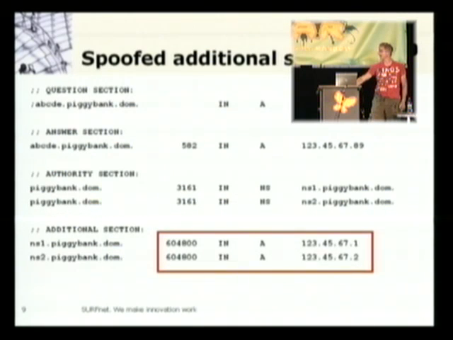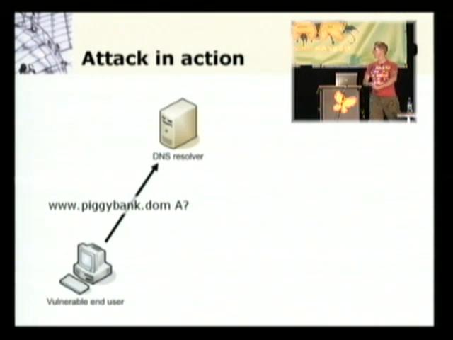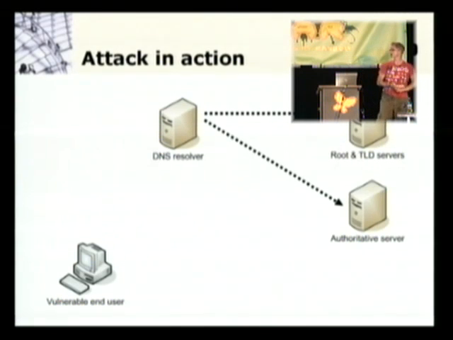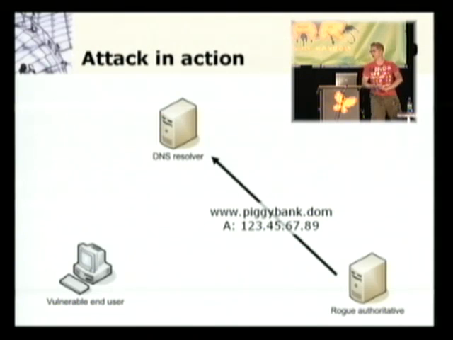So that means that anybody who is now, as an end user, going to query this DNS resolver, and keep in mind, if that is your ISP's DNS resolver, you have a problem. It will ask, what is the address for www.piggybank.domain, because the user wants to do some internet banking. Now, what should happen is that the DNS resolver goes to the root and TLD servers and to the proper authoritative server. But because it's already cached the address for the name servers that are authoritative for the piggybank.domain zone, it will send a question to the rogue authoritative server, and it will say, well, you can find www.piggybank.domain at this address.